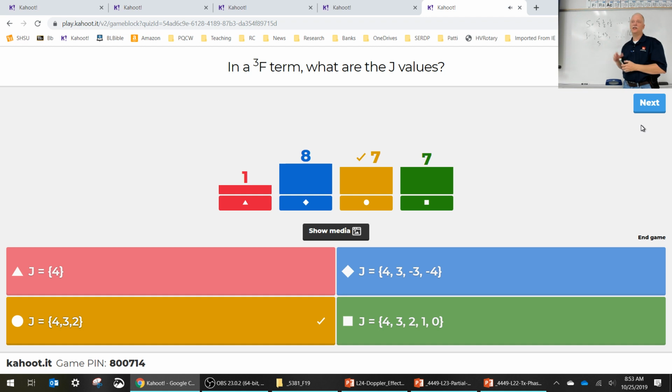Multiplicity, triplet, that's 2S plus 1. So 3 minus 1, divide by 2. S is 1. So you have 3 plus 1, which is 4, and 3 minus 1, which is 2. So then it goes 4, 3, 2. So it's this orange selection. So if given the term, you should be able to pull out these pieces. It's not just about going forward, it also may be such that you need to go backwards.